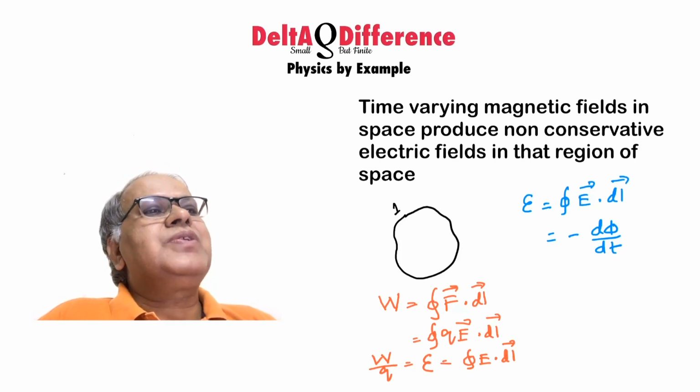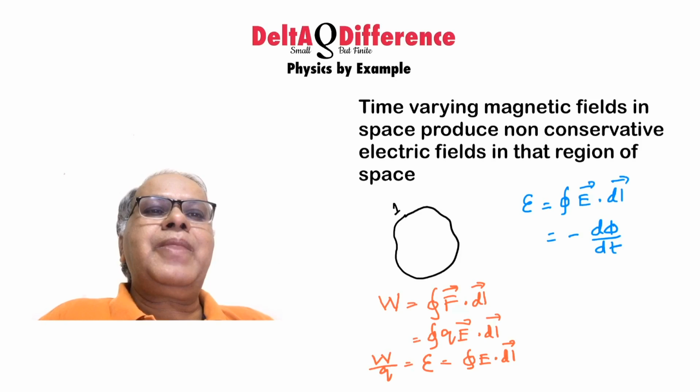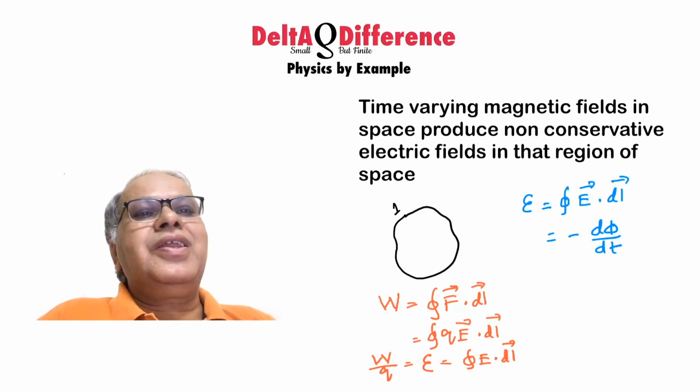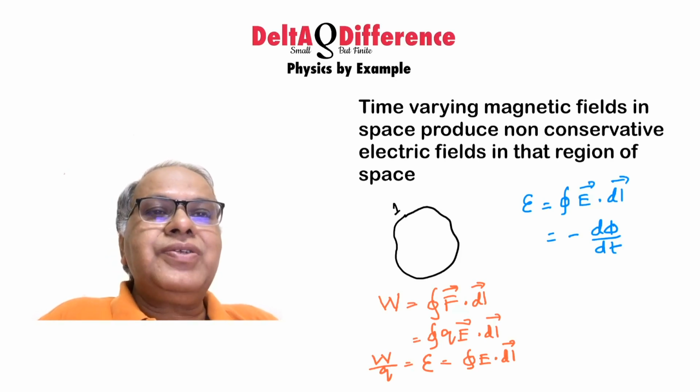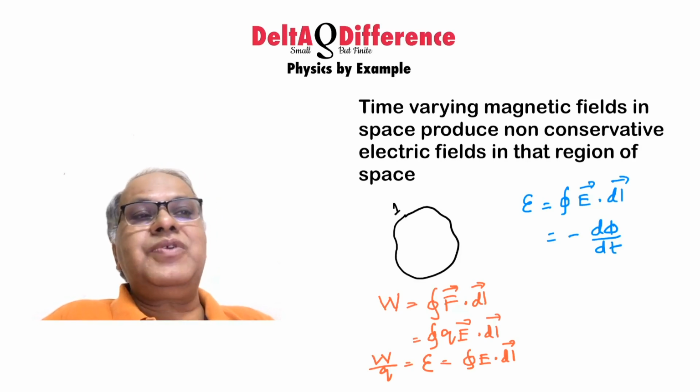Time-varying magnetic fields in space produce non-conservative electric fields in that region of space. This is what Faraday introduced. In a region of space, if there is a magnetic field changing with time, along with it there exists one electric field in that region. Until then we knew when a current is flowing through a wire, moving charges are there, there's a magnetic field around the wire, we know. But now what are we saying?